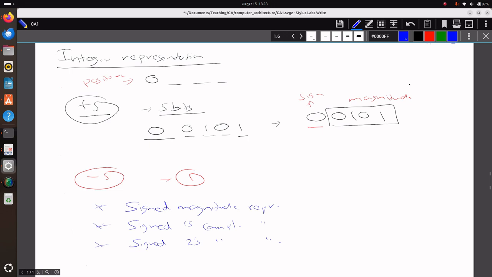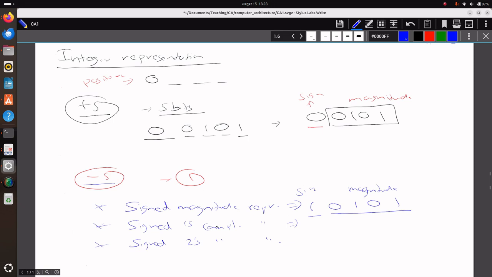Suppose we take the same number, minus 5. If we want to represent this in signed magnitude representation, we write this as 1, 0, 1, 0, 1, where this represents the magnitude and this represents our sign.